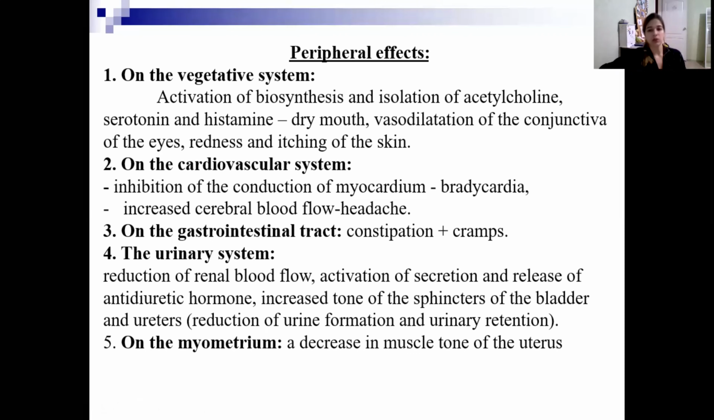On the GIT, it will be constipation plus cramps because, as I already said, we have contraction of the smooth muscles. Urinary system: reduction of renal blood flow, activation of secretion and release of antidiuretic hormone, increased tonus of sphincters of the bladder and uterus. So, what will be? Reduction of urine formation and urinary retention. Yes, seriously, the urine will not go out. And on the myometrium, there will be a decrease of muscle tone of the uterus.